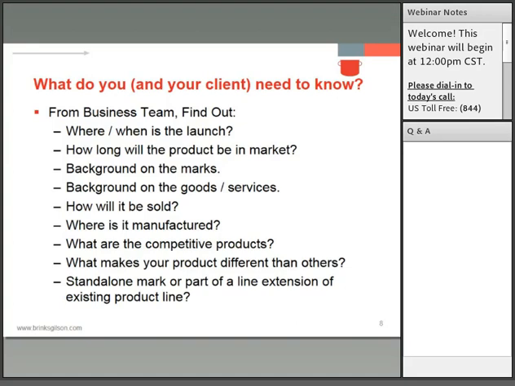Background on the goods and services. Is this really a reaction to a competitive product?